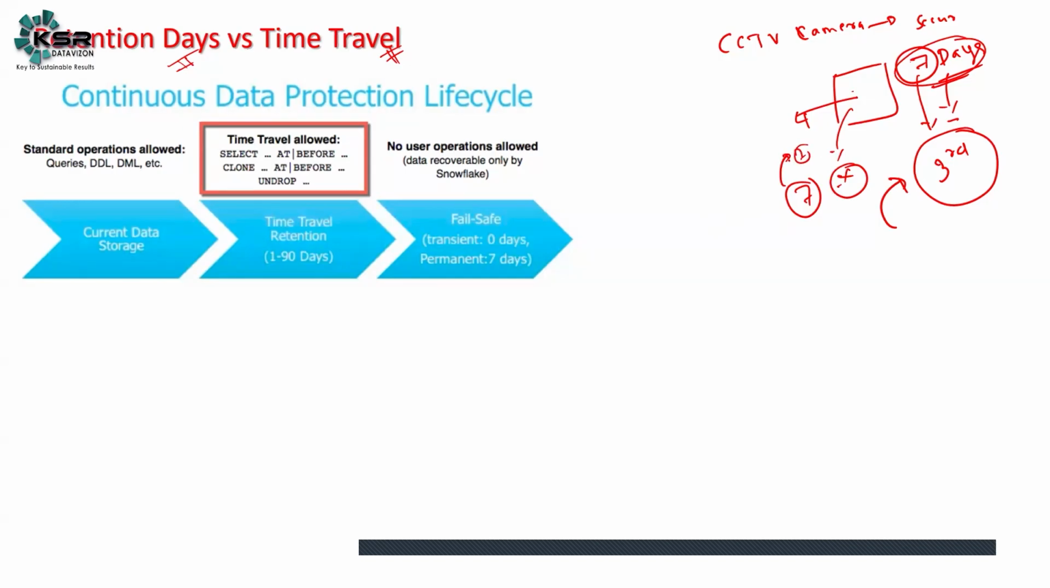Okay. Now, people might get confused since all the time travel is there. Is my main data inside my table deleted? No, that main data is not deleted from your table. Whatever data resides in your table, it is there. But historical information about this data, which is configured using these retention days or time travel, only that information will be deleted. Okay, I will explore more on this.